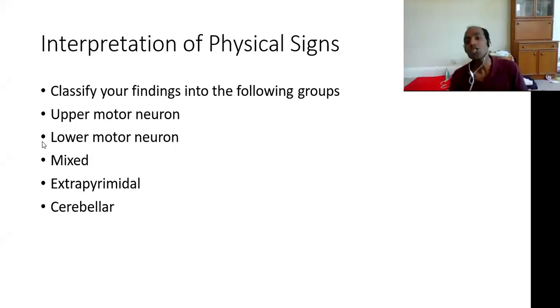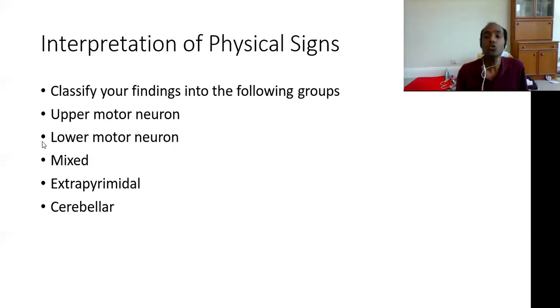So when you finish your examination, you should be able to classify, all right, this chap has a pure upper motor neuron type syndrome. Examine another patient. This patient has a pure lower motor neuron type syndrome. Another patient might have a mixed upper motor neuron, lower motor neuron syndrome. The next patient might have extrapyramidal type signs. And another patient might have cerebellar signs. So you need to package your signs into these categories. Okay, so that is the first step.